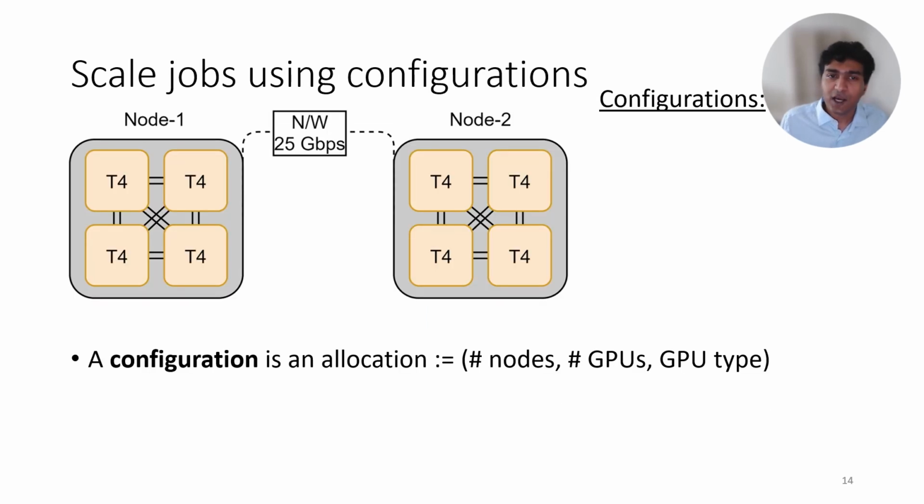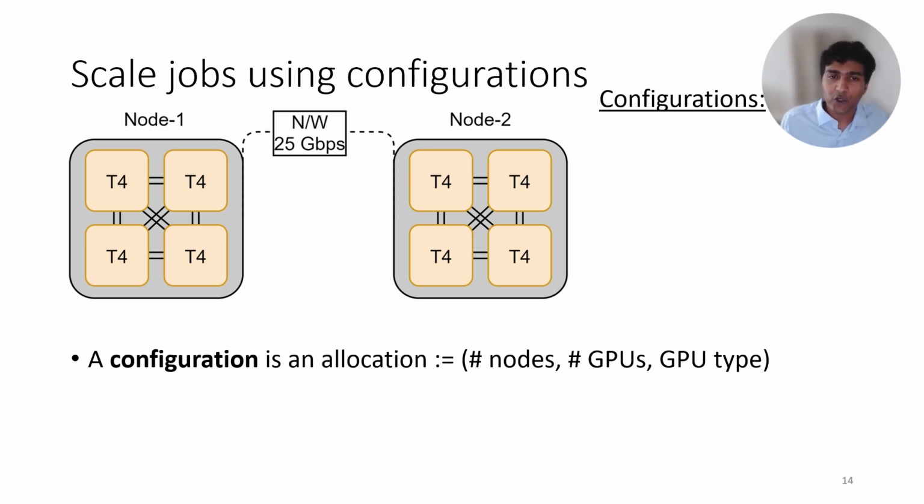SIA optimizes over a set of allocations called configurations. Configurations serve two purposes. They reduce the search space of allocations and job adaptivity options, and make optimization tractable on the reduced search space. A configuration is similar to a virtual machine instance type and defines the GPU type, count, and topology for an allocation. We can define a configuration as a 3-tuple with number of nodes, GPUs, and the GPU type as the entries.